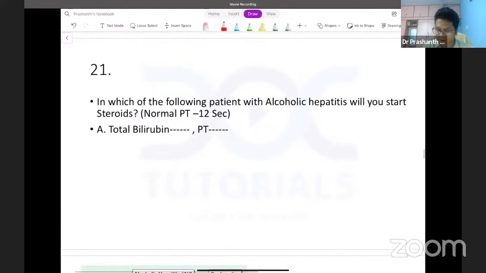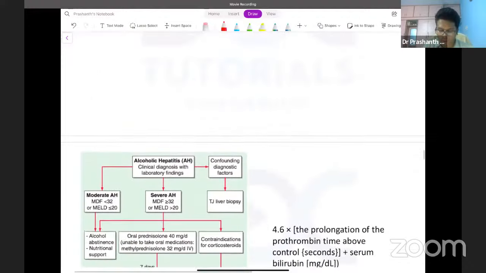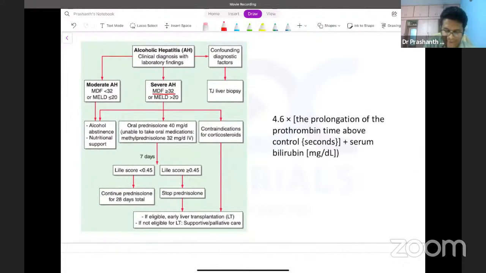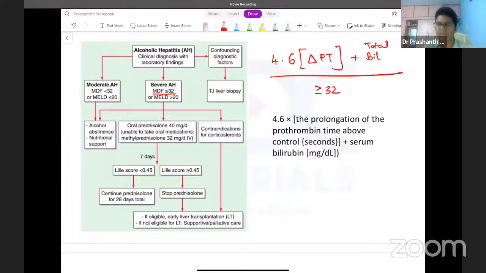Next question was, in alcoholic hepatitis, when do you start steroids? What you should know is when the Maddrey's discriminant factor is more than or equal to 32. So how would you measure? All that you have to know is 4.6 times the change in prothrombin time, that is, how much the prothrombin time is more than the upper limit of normal, plus the total bilirubin of the patient. If you do this and it is more than or equal to 32, this is an indication. So calculate in the question and then mark that particular option.